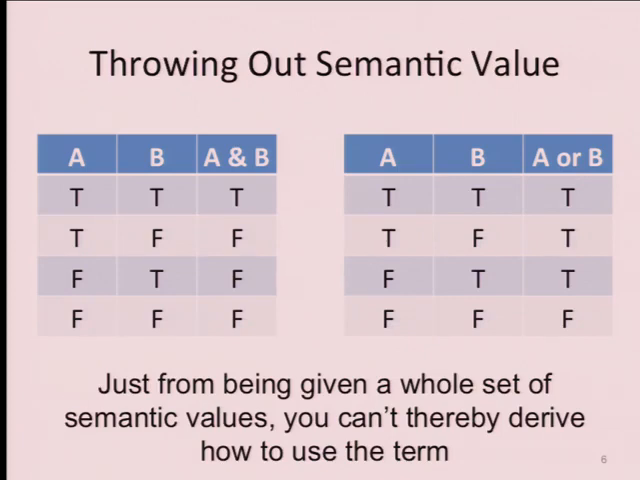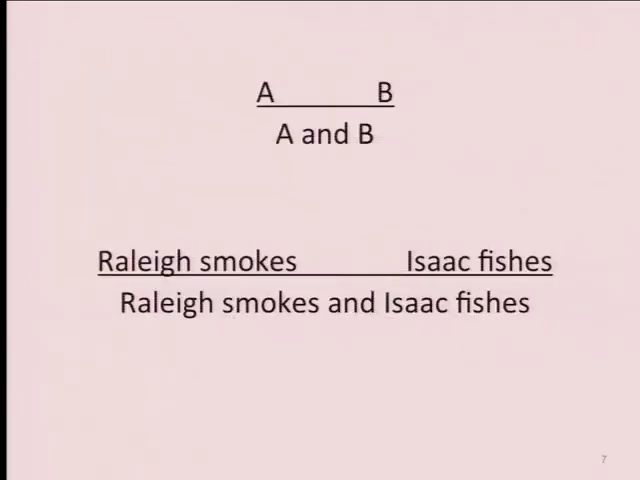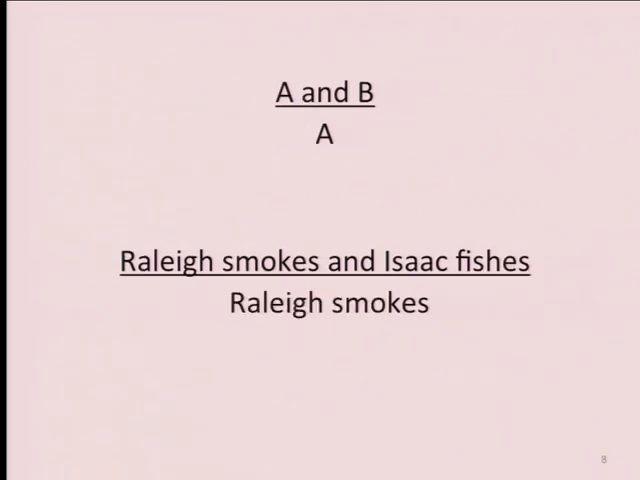Now, you might not have seen quite this way of writing inference rules before, but I hope this is very intuitive. So the introduction rule for and is if you get A and you get B, then you get A and B. Yep, that's all right. So if you get Raleigh smokes and Isaac fishes, you can derive from that Raleigh smokes and Isaac fishes. Yes? Watch me very closely here. What about if you get A and B? Well, from A and B, you can derive A. Yes? So if you get Raleigh smokes and Isaac fishes, you get Raleigh smokes.